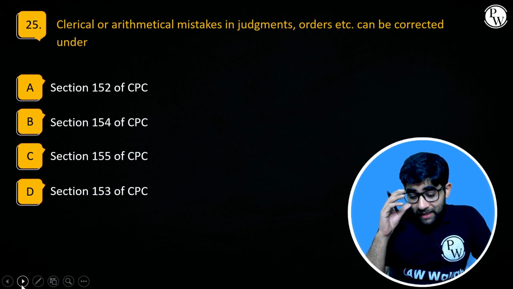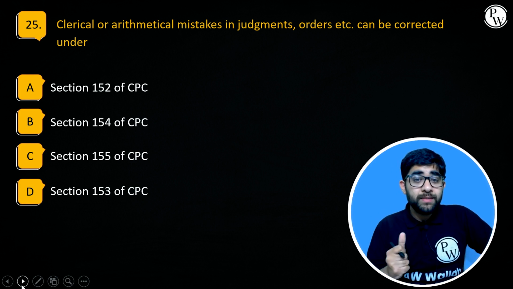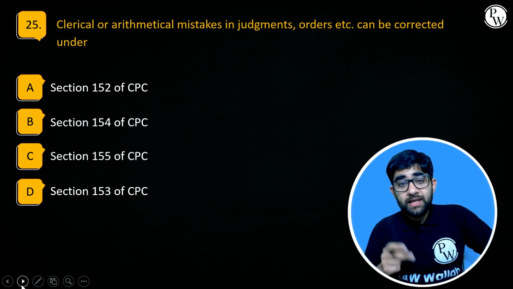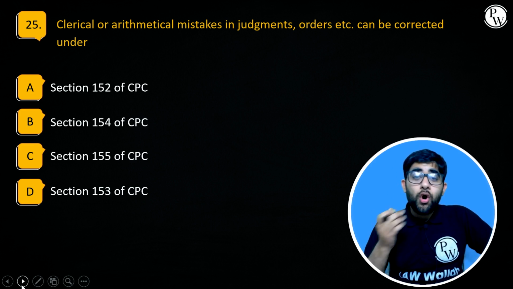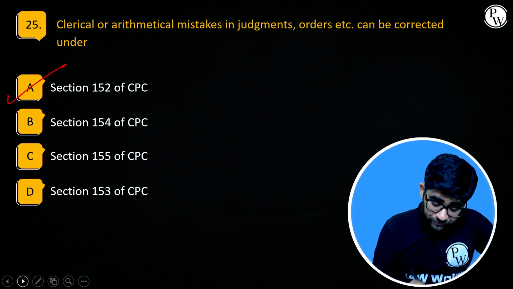Next, clerical or arithmetical mistakes in judgments, orders, etc. can be corrected under section 152 of CPC, 54 of CPC, 55 of CPC, or 53 of CPC. Answer is 152 of CPC.